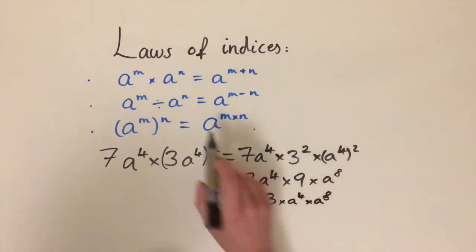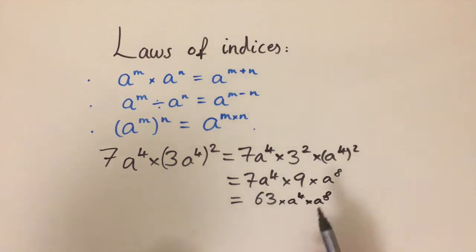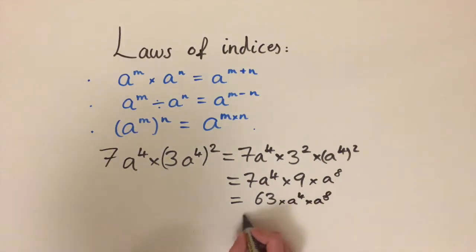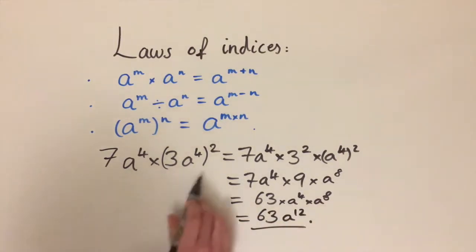And now we can use the law of addition, so we just add the numbers in the exponents. So 4 plus 8 is 12, and we're left with 63 times a to the power of 12. And that's the simplified expression of this equation.